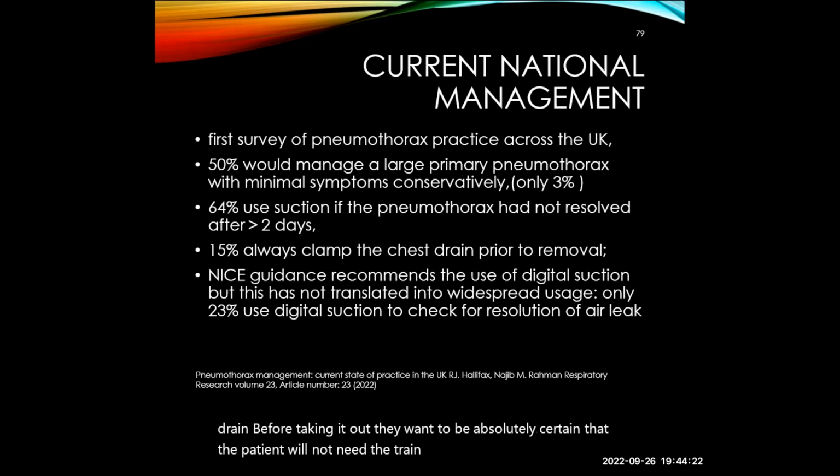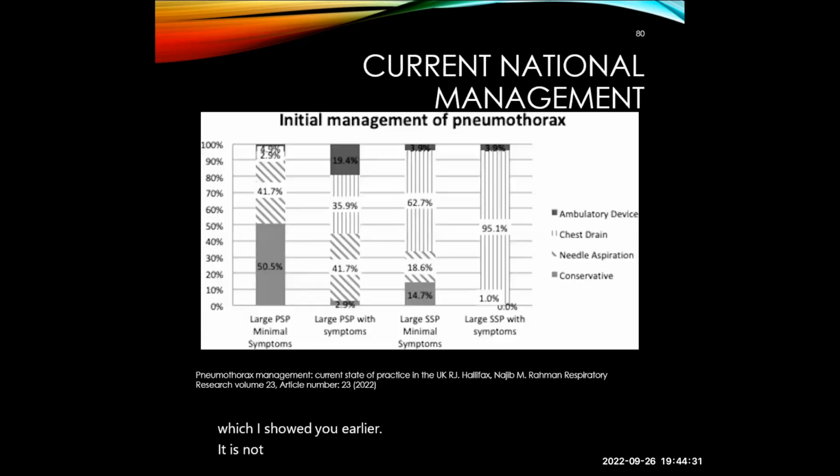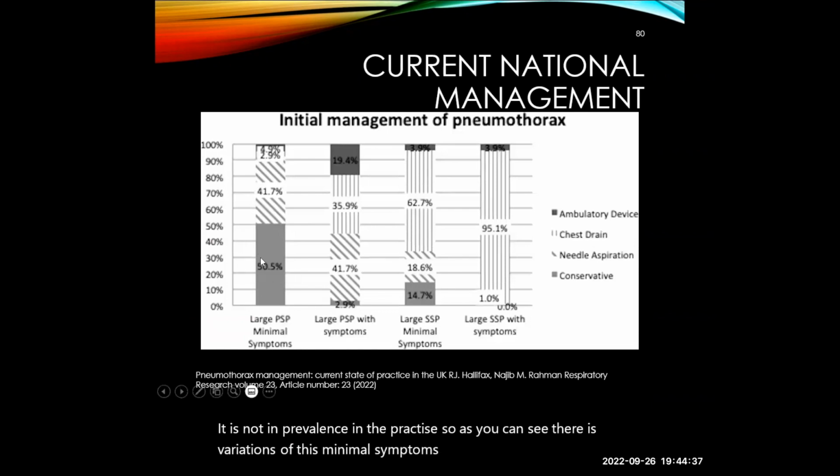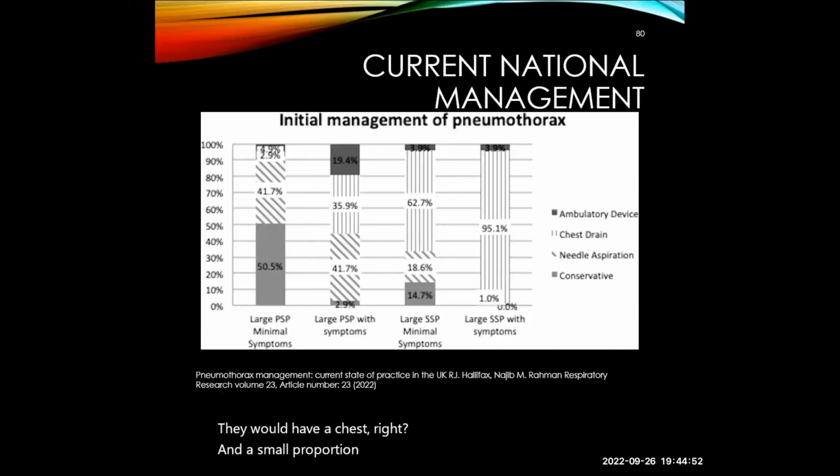Although the NICE guidelines recommend digital suction, which is the Thorax drain, which I showed you earlier, it is not in prevalence in the practice. So as you can see, there is variation. So if there's minimal symptoms, most would just manage it conservatively. On the contrary, if it's a large pneumothorax, especially if it is secondary spontaneous pneumothorax, they would have a chest drain and a small proportion with ambulatory systems.